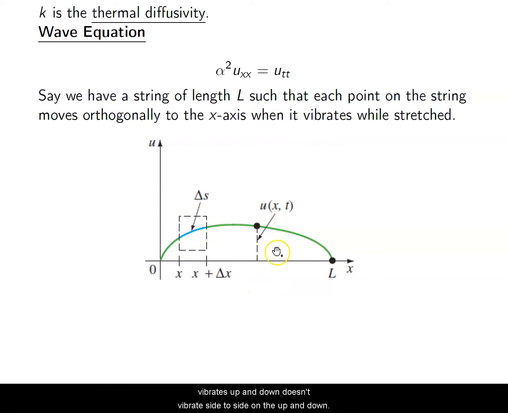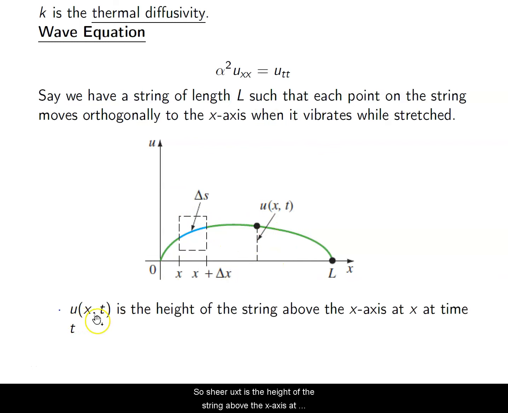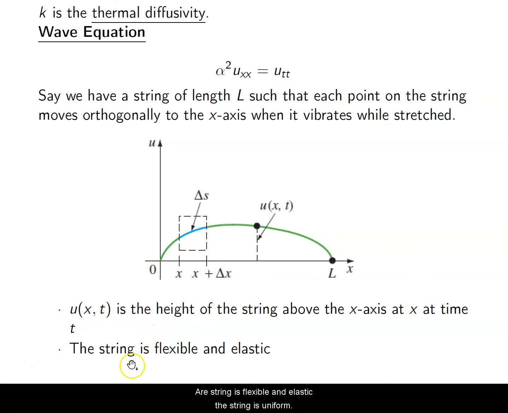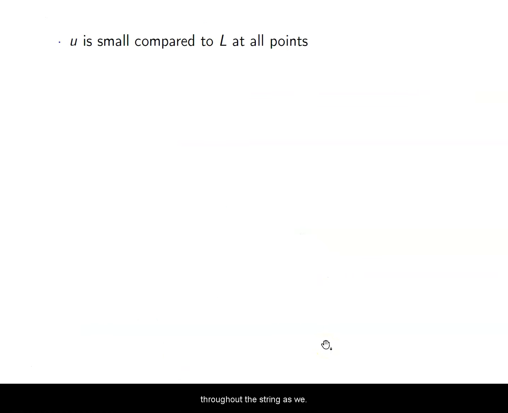Okay, it doesn't vibrate side to side, only up and down. So here u of x, t is the height of the string above the x-axis at some value of x at time t. Our string is flexible and elastic. The string is uniform. Very important that we don't have changes throughout the string as we go along x. Our height is small compared to L at all points.